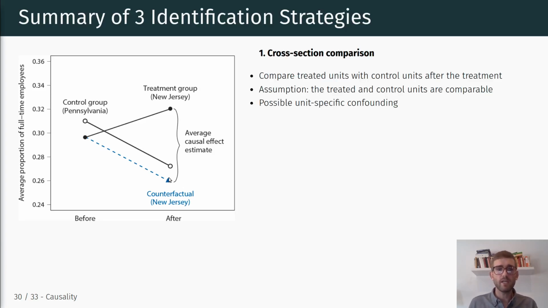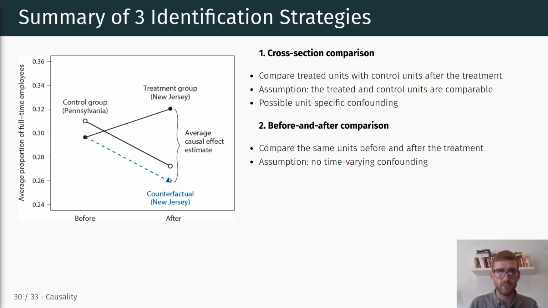So to summarize our three different identification strategies, the first one that we talked about was a cross-section comparison. So we're comparing treated units with control units after the treatment. The treatment happens, and then we look at some units that were treated, some that weren't, and we look at the difference between the two. Of course, the assumption here is that the treated and control units are comparable across all other unobserved characteristics. And they introduce the possibility of unit-specific confounding, so factors that are different between New Jersey and Pennsylvania, for example.